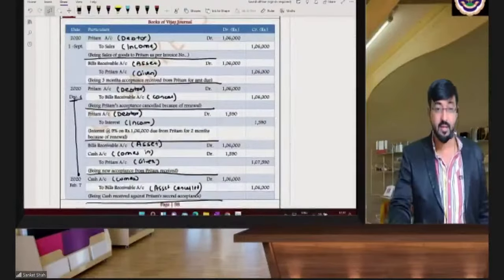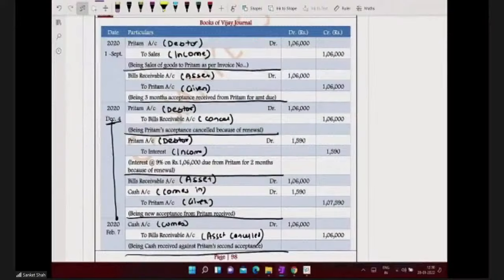Yes, please take a screenshot of this. Pritam to sales, bills receivable to Pritam, Pritam to bills receivable, that is a dishonor entry. After that, Pritam to interest as a debtor, bills receivable and cash to Pritam, and last entry is cash to bills receivable. Simple. Chalo.